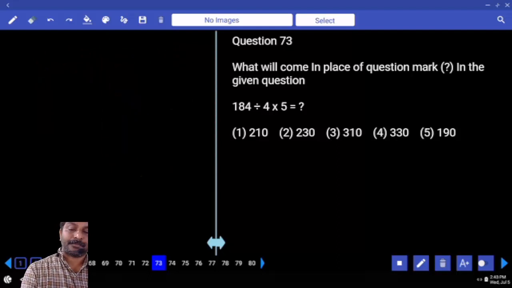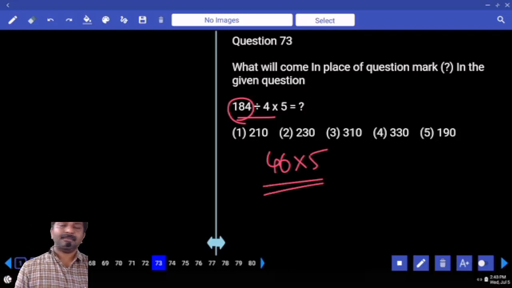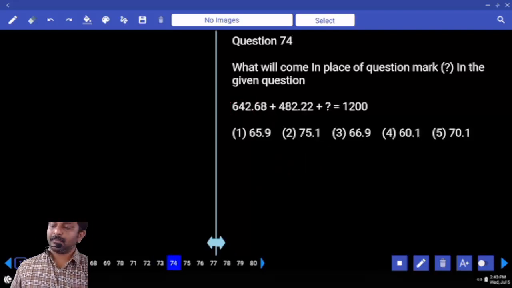Over. Divided by 4. Half and half. What is half? 90, 92. Again half. 40 into, that is 10 times and half only. 460 half. Can we verify last digit? No. 2 options are ending with 0.9, 3 options are ending with 0.1, correct? Can we verify last 2 digits? Yes. After decimal, let me first calculate that.